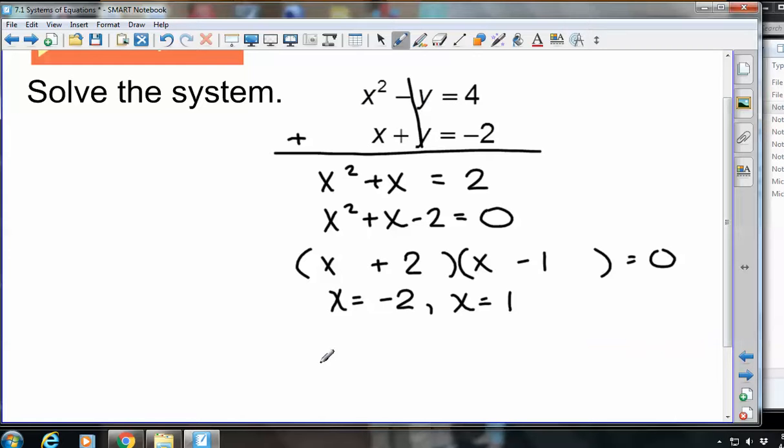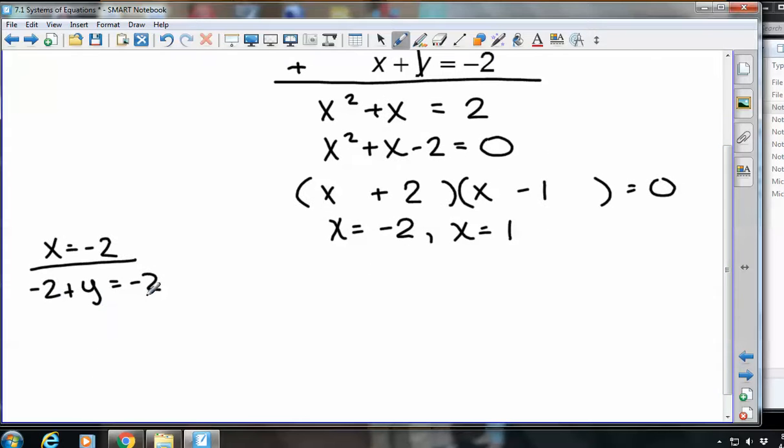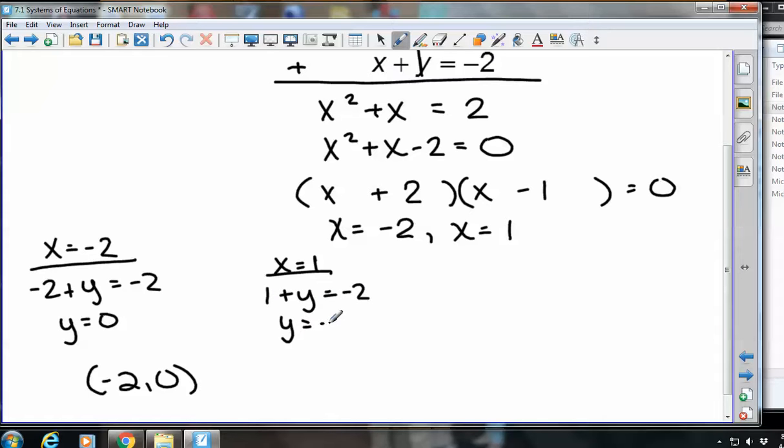So from here, I have two different x's. We have to find the y that goes with each of them. If x is negative 2, which equation do you want to plug it into? The bottom one. So negative 2 plus y equals negative 2. If I add my 2 over, I get y equals 0. So it would be the point negative 2, 0. If x equals 1, plug that in, 1 plus y equals negative 2, so y is negative 3. So it would be the point 1, negative 3.